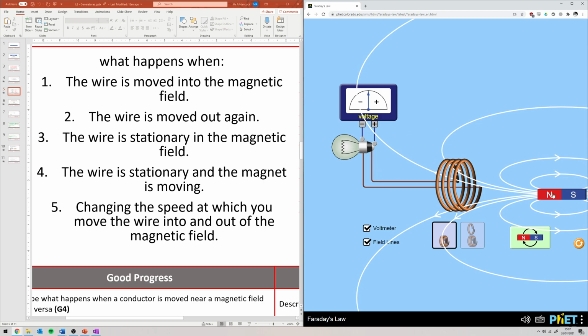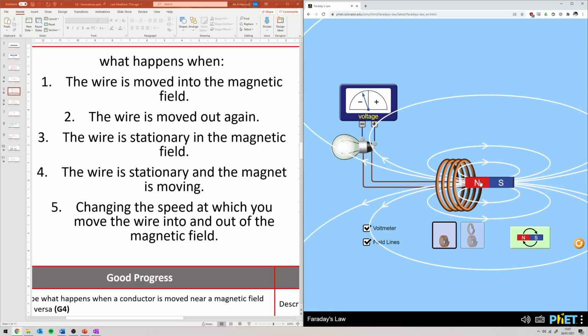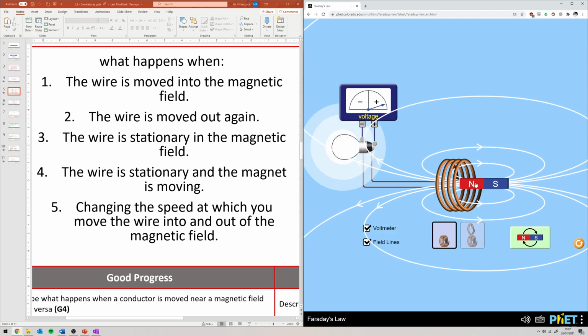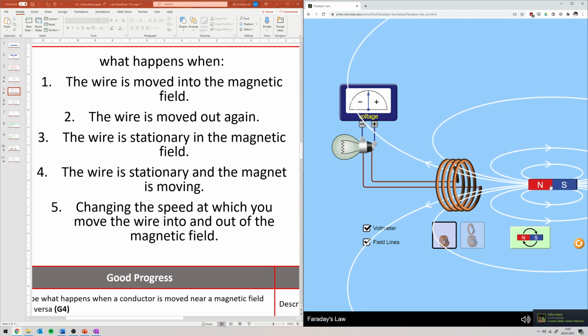Now if you look, this magnet stays still, nothing happens, but if I move the magnet towards the coil, you can see that the voltage gradually increases or gets larger. If I move it away, notice that the stronger the magnetic field is, the more voltage there is. That's not entirely true. It's to do with the change in the magnetic field, but for now, look at the field lines. The more field lines that cut through this coil, the higher the voltage is.